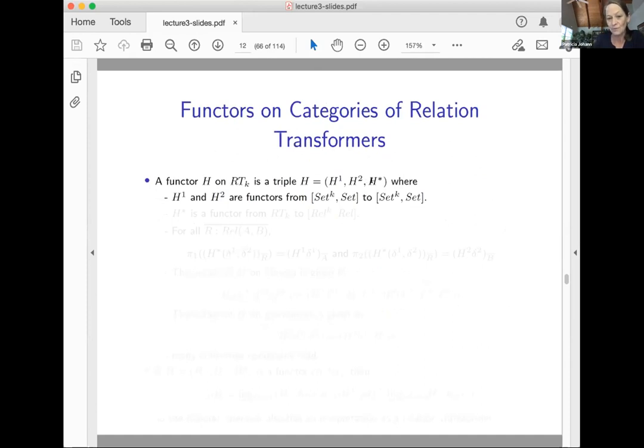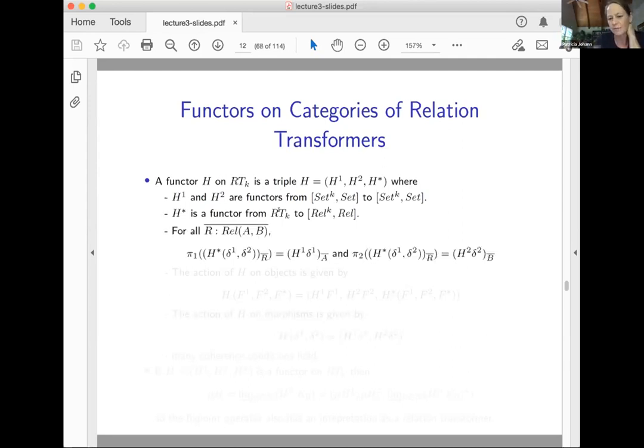And those are just kind of like the relational analog of what we did at the level of sets. So again, sets, functors, functors on functors; relations, relation transformers, functors on relation transformers. And a functor on a relation transformer is just some functors. So the domains and codomains are some functors. The third component is going to be a functor that's on relation transformers, because that's like being a functor on functors, but at the relation level.